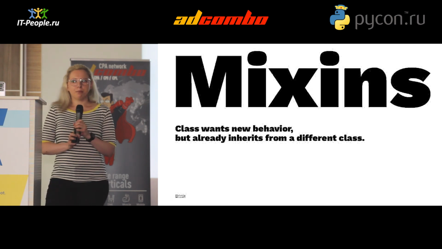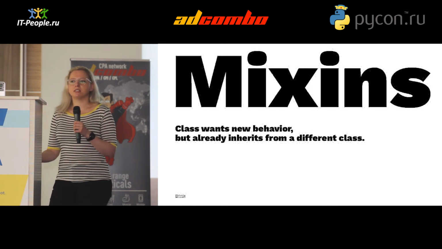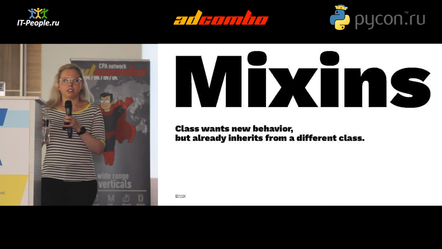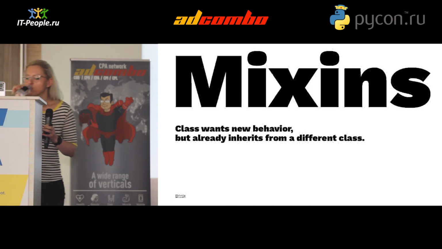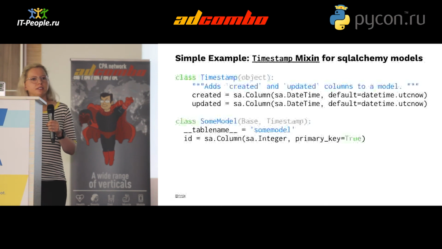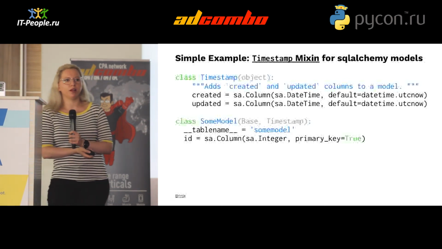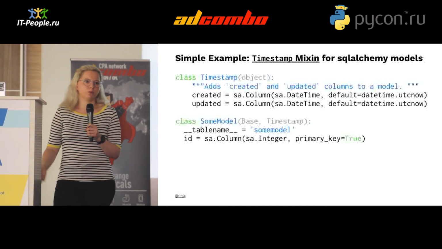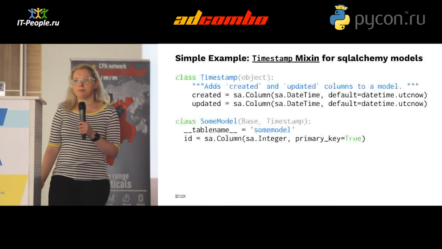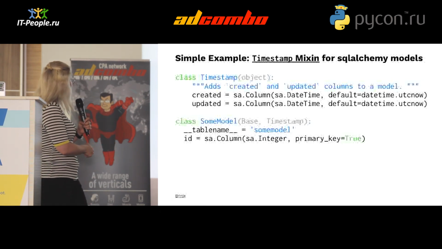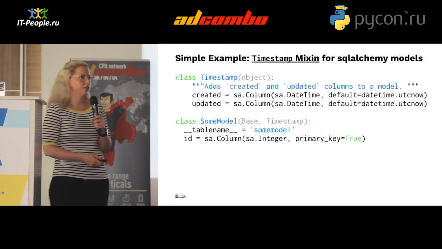Another cool tool, Mixins. We can use Mixins when a class wants some new behavior, but it already inherits from a different class. So a simple example here is the timestamp mixin for SQL Alchemy models. Most of the time when we have a model, we want to know when it was created and when it was updated. And by using this mixin, we can add this to any of our models pretty simply and easily, and this kind of yucky stuff is under the hood. We don't have to look at it.